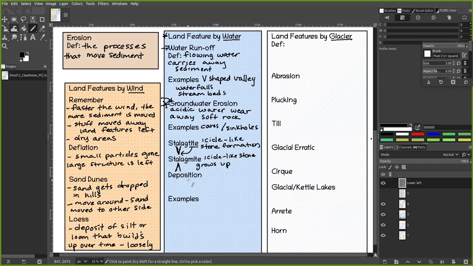And stalagmite looks like this. Now, deposition is simply the process that when water slows down, the sediment can no longer be carried along. It gets dropped. So when water slows down, sediment gets dropped.